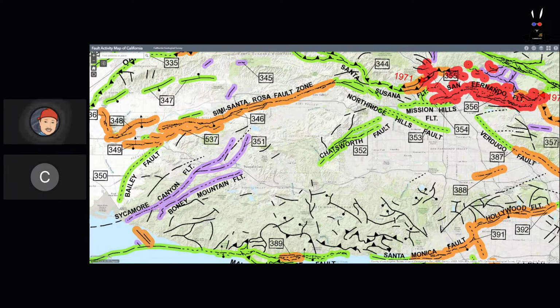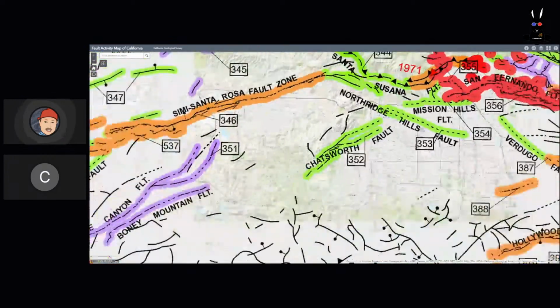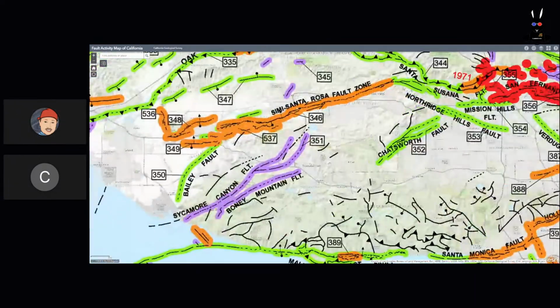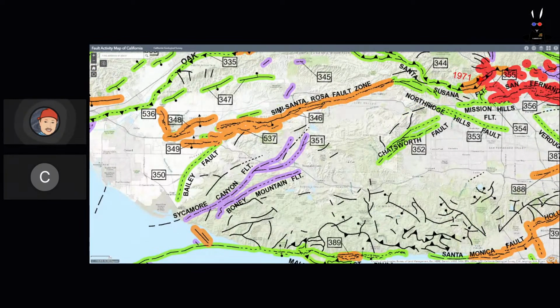But yeah, that's a pretty mean fault for sure. The Simi fault. The Simi-Santa Rosa fault zone. Yeah. So now let's keep going west.